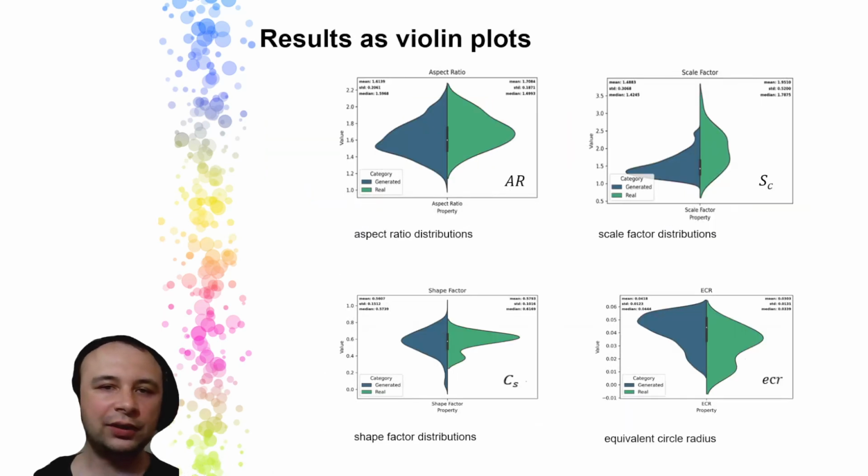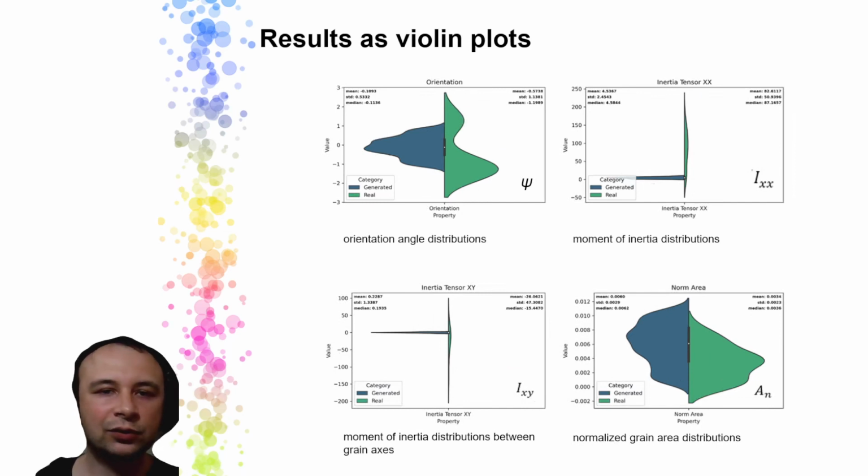After that, we approximate these statistical characteristics using violin plots. We use the aspect ratio distribution. You can see the blue one is the artificially generated one, and the green one is obtained from analyzing the real microstructure. And on this slide you can see the aspect ratio distribution, scale factor distribution, shape factor distribution, and equivalent circle radius.